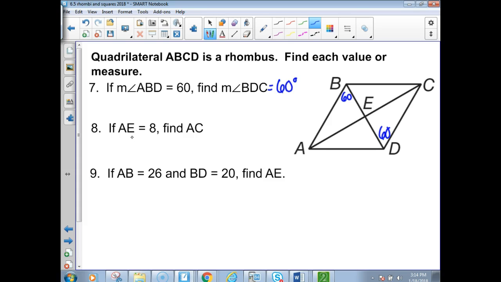All right, then it says AE is 8 and to find AC. Well, if AC is the whole diagonal and half of it's 8, then AC is 2 times 8, which is 16.